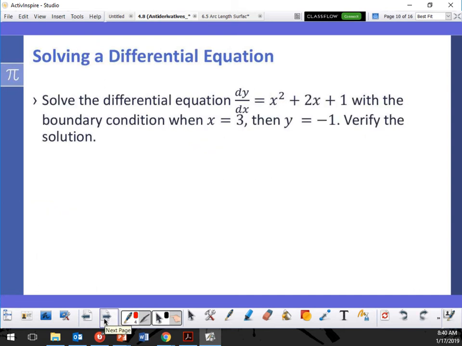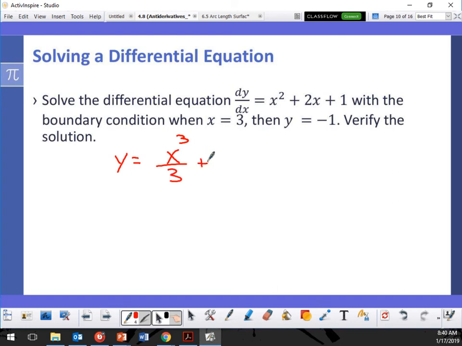All right, so solve right here with the boundary condition when x is 3, y is -1. Verify the solution. Let's start by taking the antiderivative. If it's dy/dx, I'm going to come up with y equals... what's my variable? If you do the variable first, it makes it easier. So it's x to the third over 3.